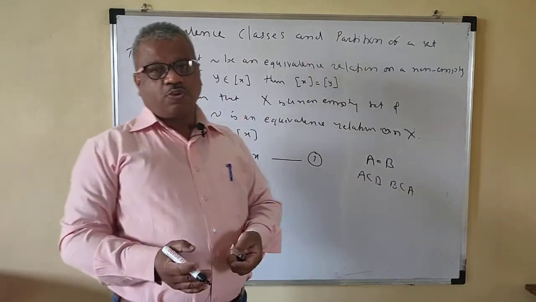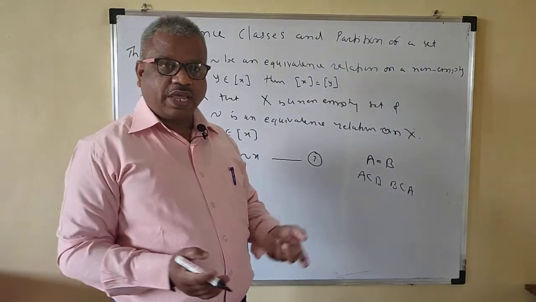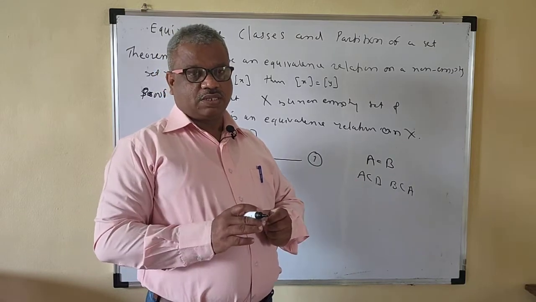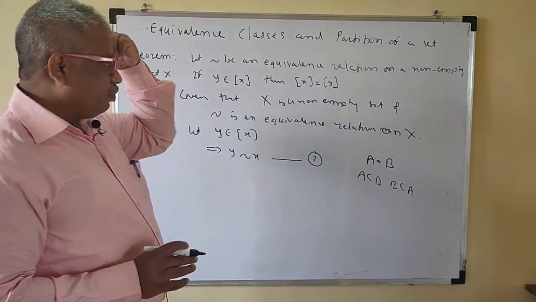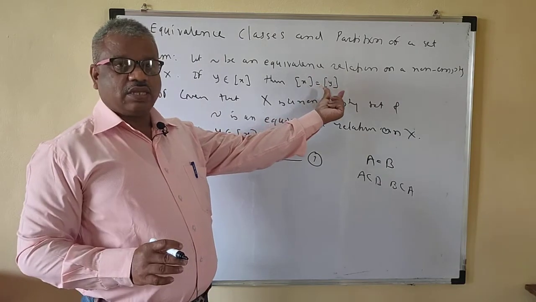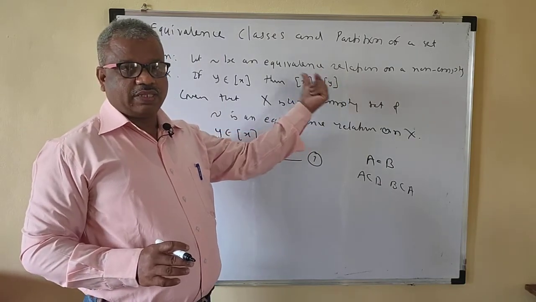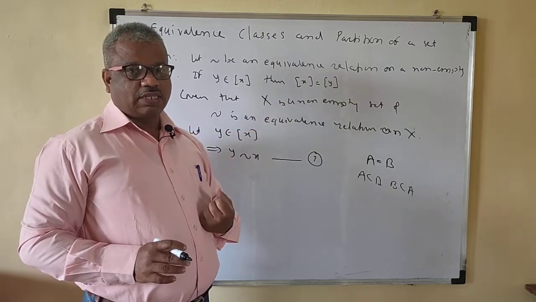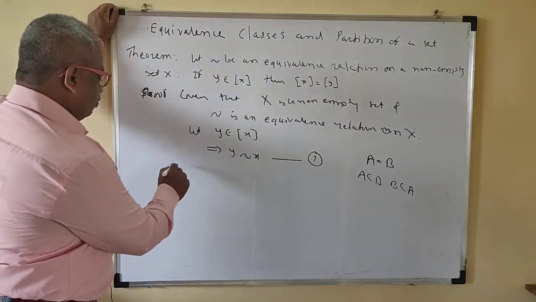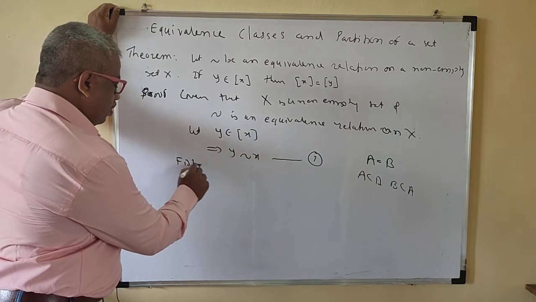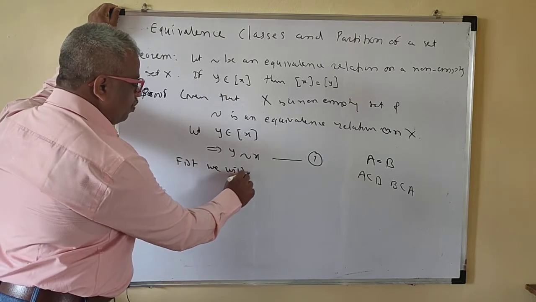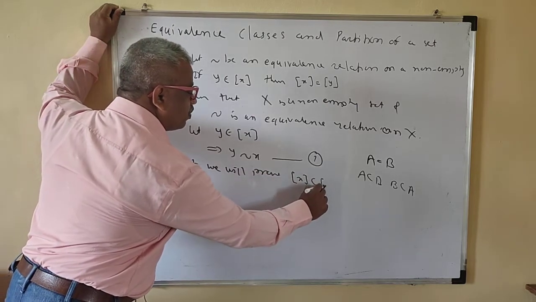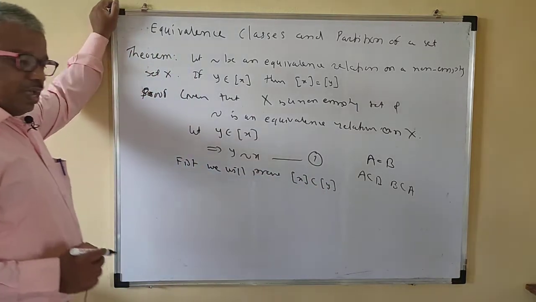That means if you want to prove A is equal to B, and A and B are unknown, then we have to show that A is a subset of B and B is a subset of A. So what will we do here? First we will prove the equivalence class of X is a subset of the equivalence class of Y, and then we will prove the equivalence class of Y is a subset of the equivalence class of X. Okay. So first we will prove the equivalence class of X is a subset of the equivalence class of Y.